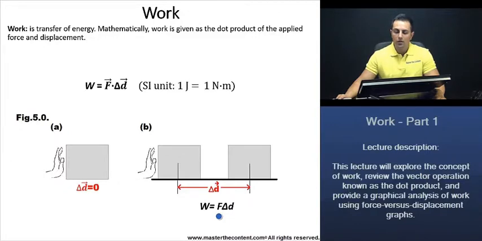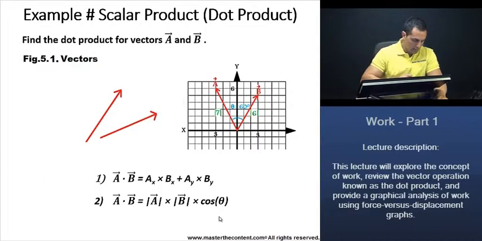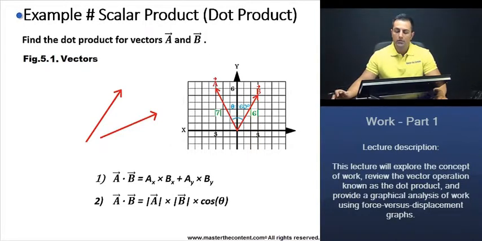Wonderful. Let's now go and do a quick review of the dot product, and then we'll move on to doing more examples with work. All right. Let's get my pointer here. Example, scalar product, or also known as the dot product. Here we're being asked to find the dot product for vectors A and B. So vectors A and B, we're being asked to find the dot product of that.